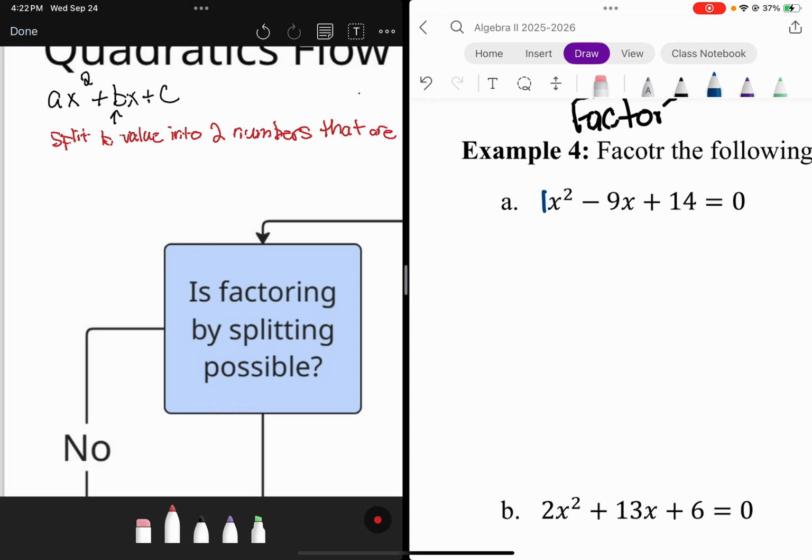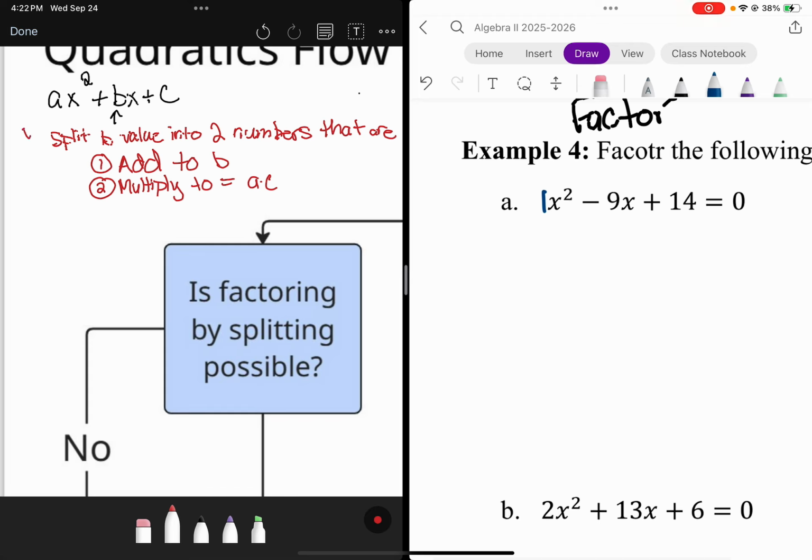So there's two things that it needs. One, they have to add to our b value. And two, they have to multiply to equal a times c. That is what we're going to do. So let's start with that step.